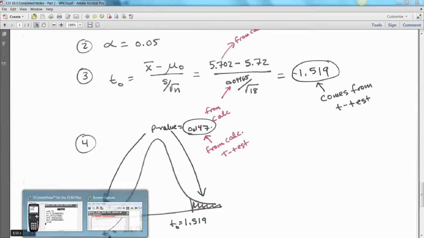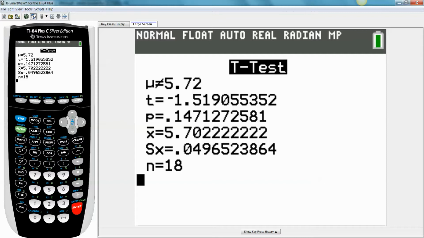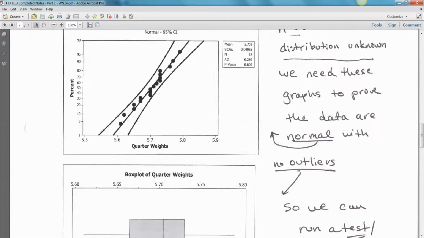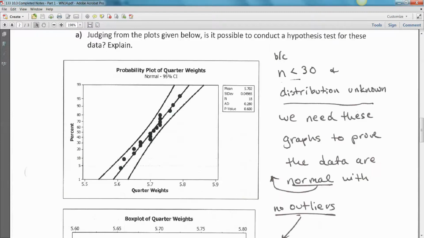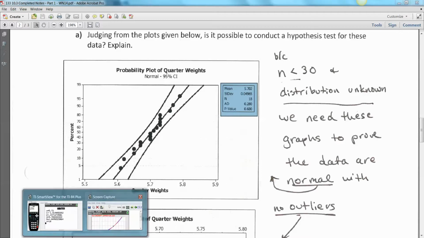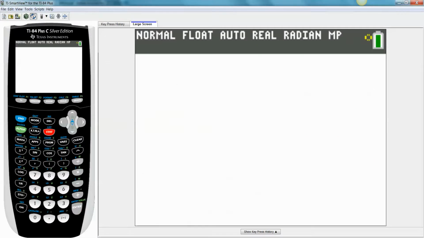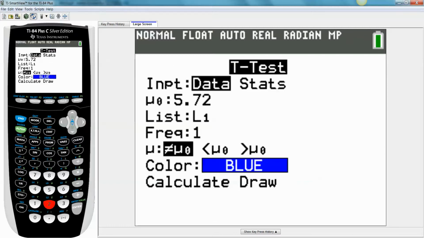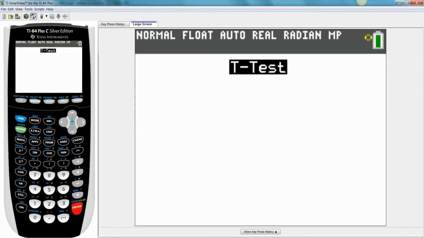Nice, huh? Now, if you didn't have the data, let's say for whatever reason you didn't have the column of data in the beginning, and all you had was the numbers 5.702, 0.04965, and 18, you could still run the test. What you would do is you'd say Stat, Tests, number 2 t-test, and then instead of data you would pick stats.